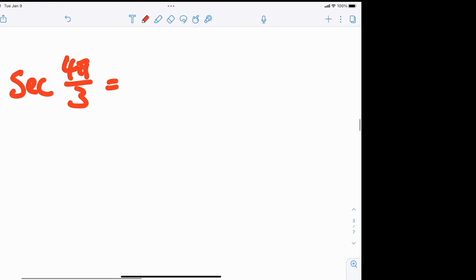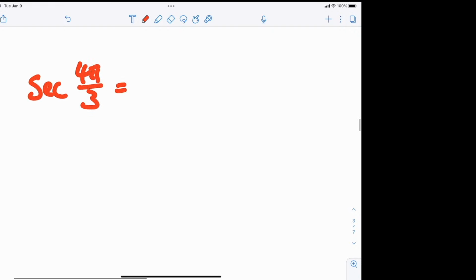Okay, so secant of 4 pi over 3. Reba, what do you think? Negative 2? Okay, let's see. Rograph, do you have a different answer? No, I was going to say the same. Okay, so let's see if you guys are right.